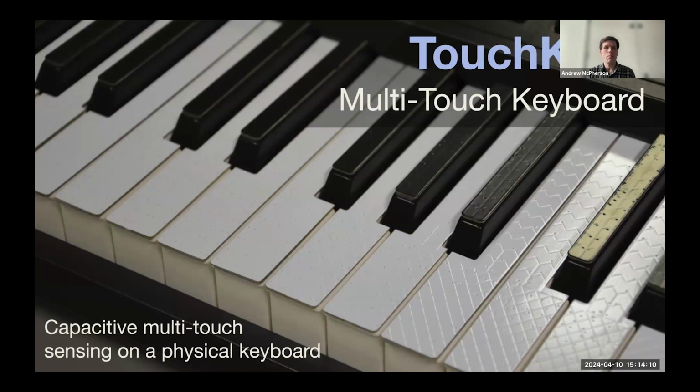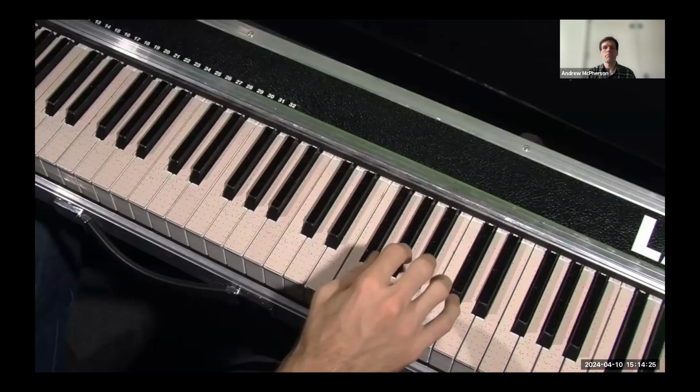TouchKeys is basically capacitive touch sensor technology. It goes on the surface of the keyboard, so it measures where you put your fingers. The idea being that when you slide your fingers around on the keys, you could use that as essentially a kind of extended MIDI control for what the keyboard does. Here's a little video.